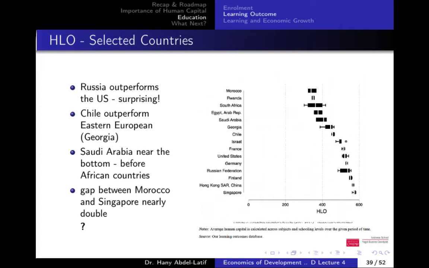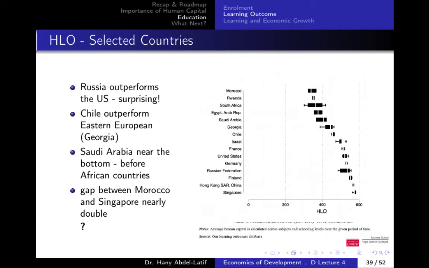And it is surprising to see Russia, for example, come before the United States in terms of learning. Remember, this is learning, okay? The HLO, the Harmonized Learning Outcome. So that means the students or children in Russia achieve better scores than children in the US at the same age, using this index, or this measure. So it's very surprising to see that Russia outperformed the US.